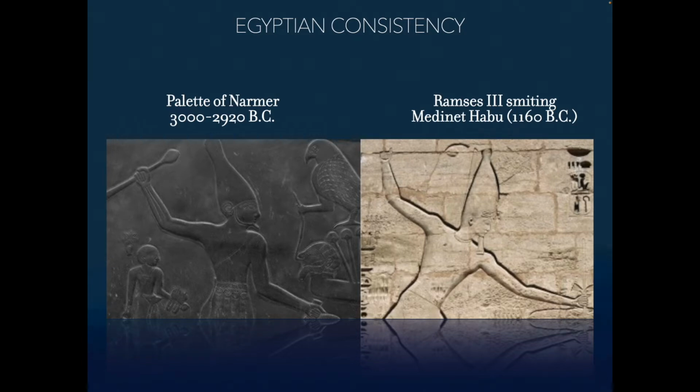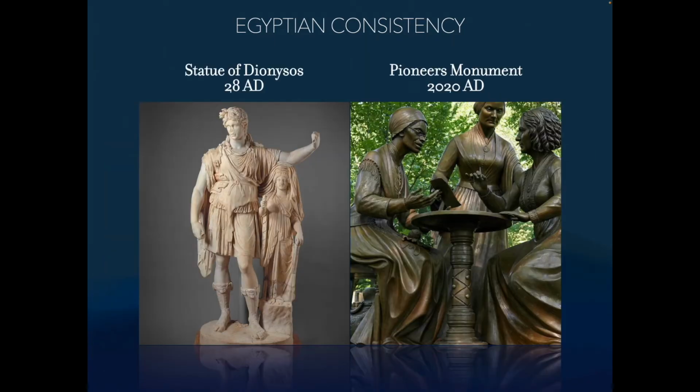Let's compare those two statues with statues that are also about 2,000 years apart. We have this statue of Dionysos from ancient Greece. This is towards the end of ancient Greece, but I tried to get two different statues that are about 2,000 years apart. And this is a contemporary statue of Pioneers Monument. There's a difference. There's big differences between these.